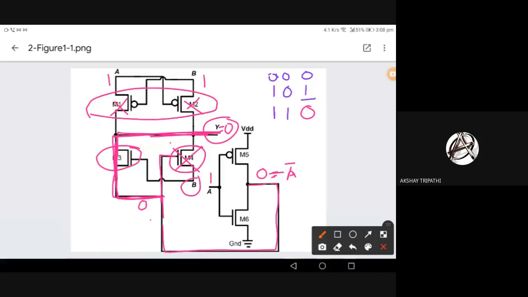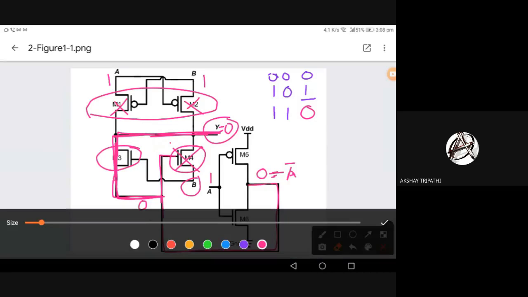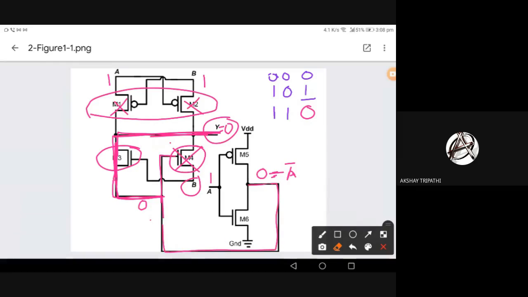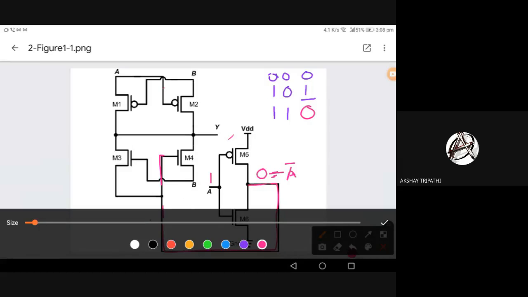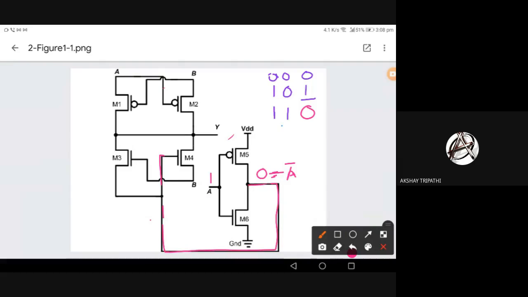Okay, so let's now analyze the last condition. I'll again rub those things so that we can analyze the last condition. So what is remaining now? The last condition remaining is 0 1. A is 0 and B is 1. Let's see what the output value will be.